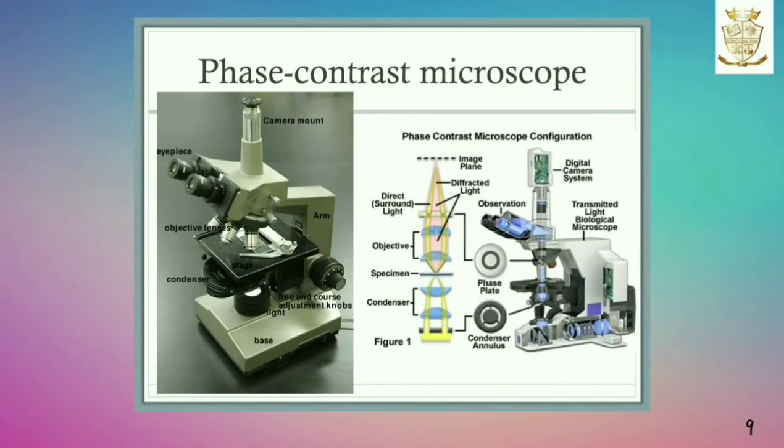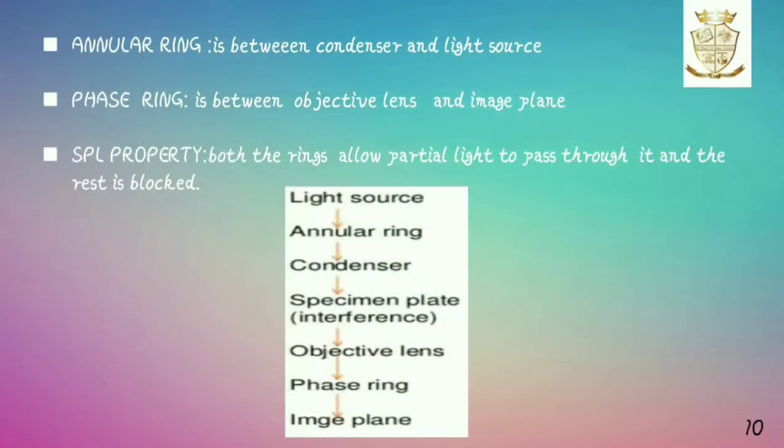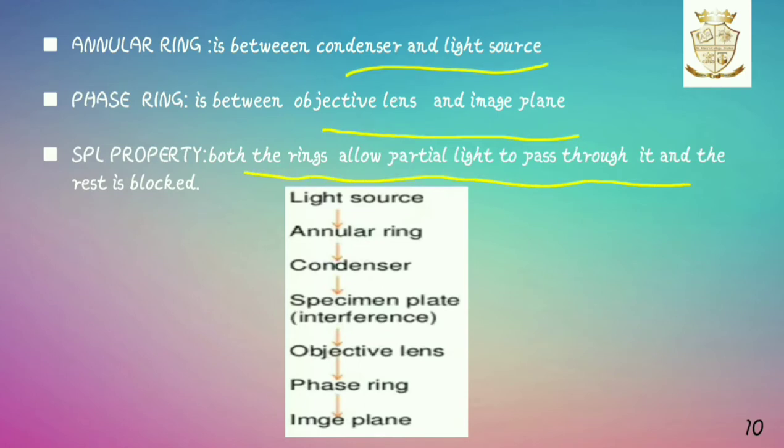Mainly it has an annular ring, a phase ring and an SPL property. The annular ring is between the condenser and light source. Then the phase ring is between the objective lens and the image plane. The SPL property: both the rings allow partial light to pass through, and the rest is blocked.